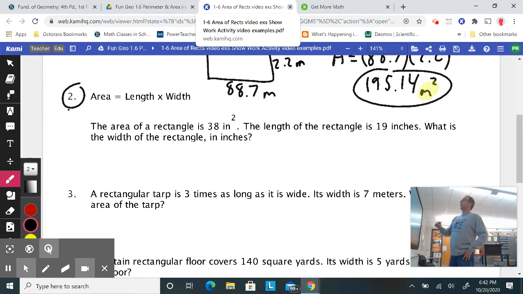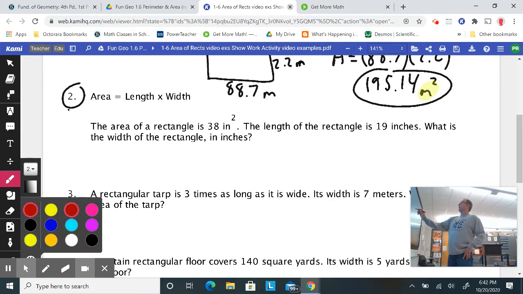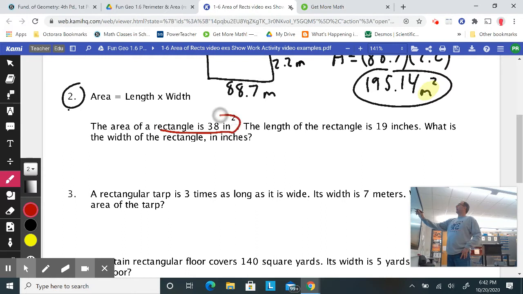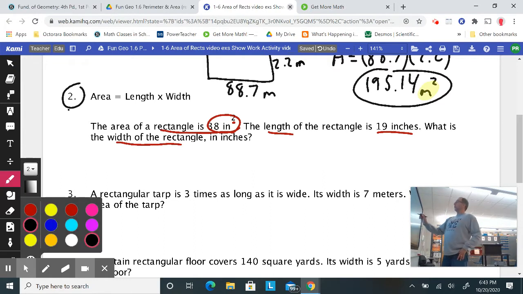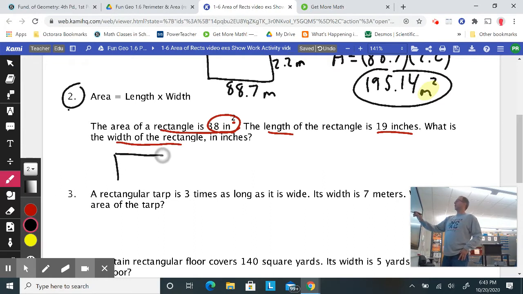So number two, again, we're finding the area. We have a rectangle. It has an area of 38 inches square. We already know the area. The length of the rectangle is 19. We're supposed to find the width. So take your pencil or your finger or whatever, and you're going to just sketch the rectangle. You know the area is 38 inches squared. You already know what the answer is going to be when you multiply the two sides together. You know one of the sides is 19. So I'll mark it 19. We're supposed to find the other side.